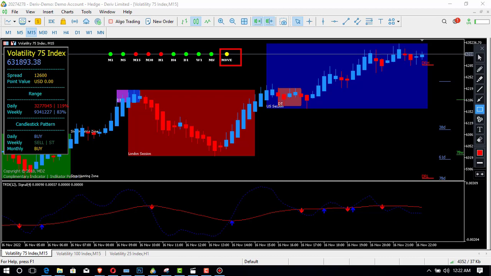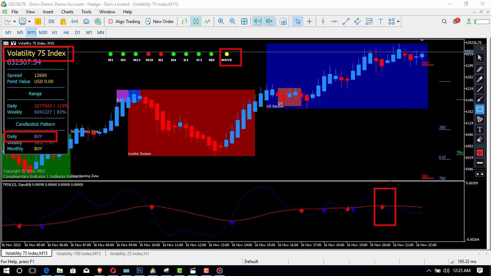Okay. Here we are on the 15 minutes. Let's compare with the other system. Here we have Volatility 75 index on 15 minutes. Here is buying, but there is no sign here that tells us to enter the market by selling or buying. It is just buying only.